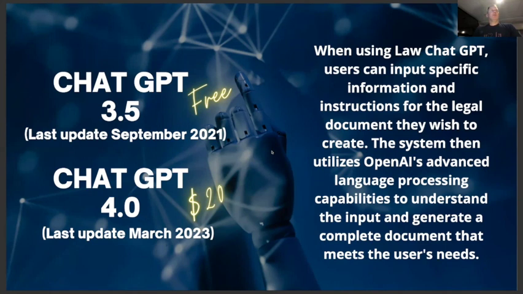And effectively, when you're using ChatGPT for law, users can input specific information and instructions for the legal document they wish to create. The system then uses OpenAI's advanced language processing capabilities to understand the input and generate a complete document that meets your needs.